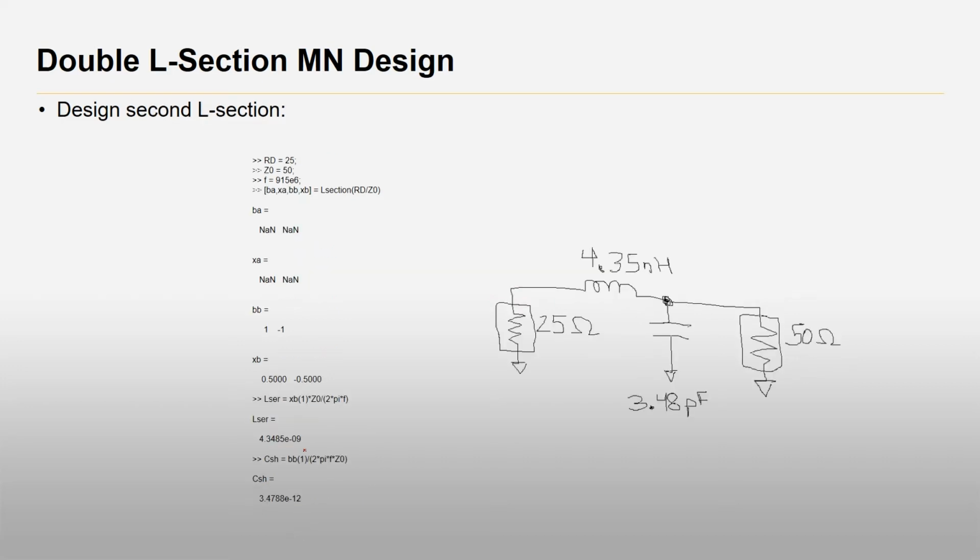The next L section matching network is the one that's going to match the 25 ohms to the 50 ohms. Again, we have B-type matching networks. We don't have any A-type matching networks. The routine returns a NaN when we don't have that type of matching network. Then we can calculate a series inductance and a shunt capacitance. We find 4.35 nanohenries and 3.48 picofarads respectively for those components.